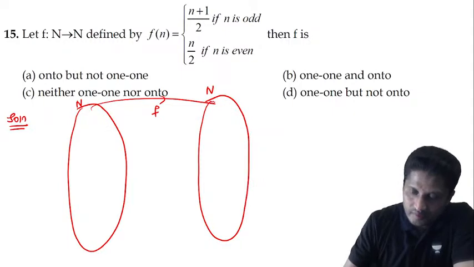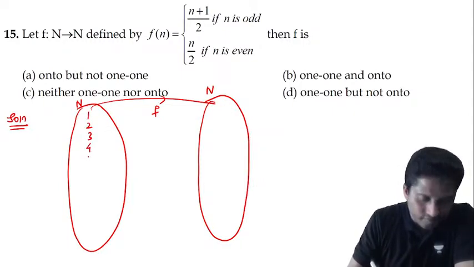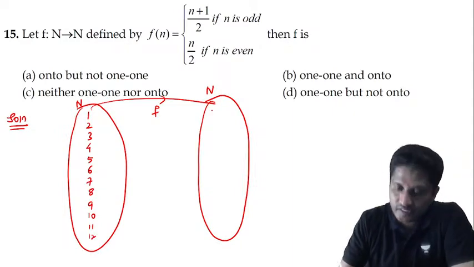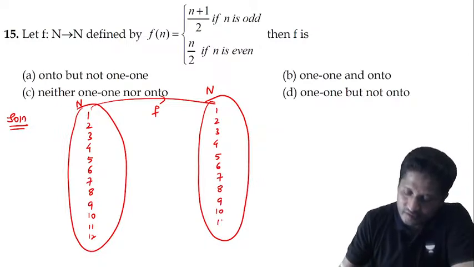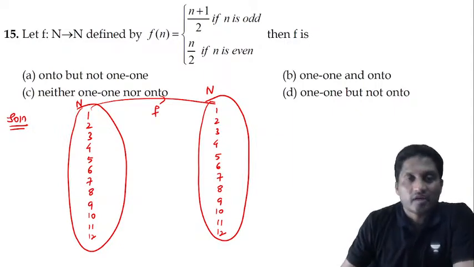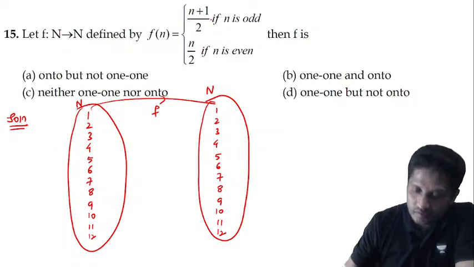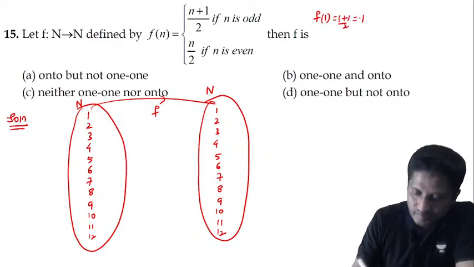Right now, if I take all the natural numbers, let's say 1, 2, 3, 4, this is equal to 5, 6, 7, 8, 9, and 10. Like this, I'm taking all the natural numbers. Here also the same, 1, 2, 3, this will be 4, this will be 5, 6, 7, 8, 9, 10, 11, and 12. I take all the natural numbers. Suppose I take natural number 1, 1 is obviously odd, so (1 plus 1) by 2. If I take f of 1, it will be (1 plus 1) by 2 is equal to 1. So the image of 1 is 1.